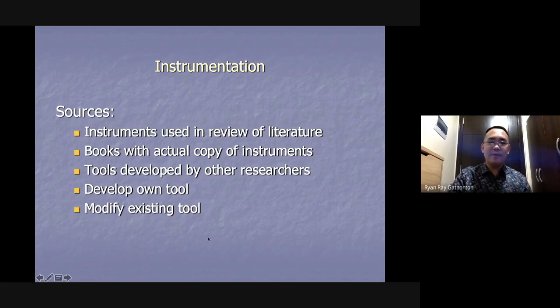Take note, if you develop your own tool, it should undergo a different set of studies to measure its validity, internal consistency and reliability. That would take a lot of time before you can use your own tool. So developing your own tool is quite tedious, so it's not recommended for the undergraduate research that you will be conducting. Rather, you will use actual copies of the instrument, or even modify it a bit with the permission of the author.